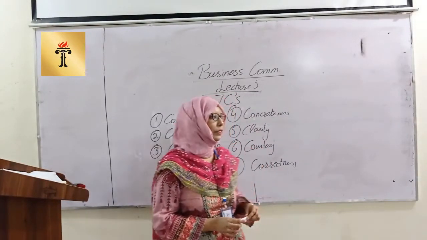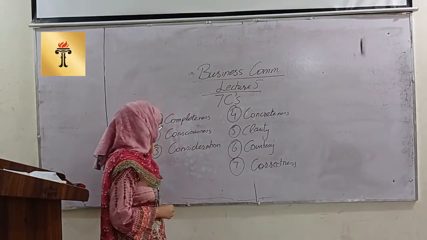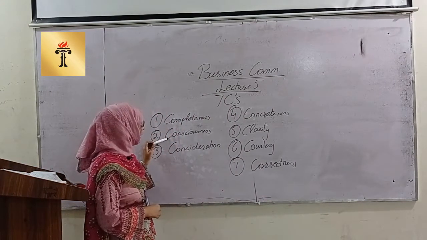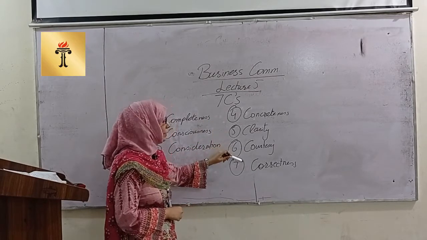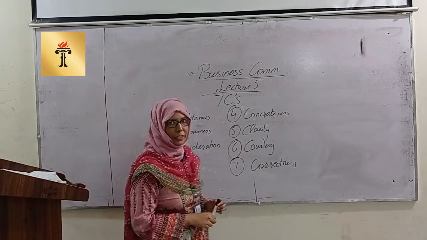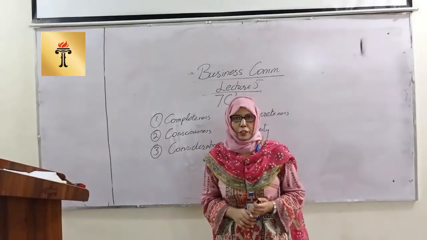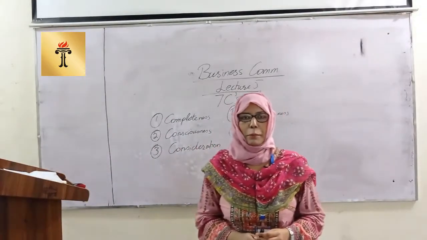Let's name those 7 C's. Number 1 is completeness, conciseness, consideration, concreteness, clarity, courtesy and correctness. Now let's discuss them one by one. So pick out your pencil and papers to note down the important points.